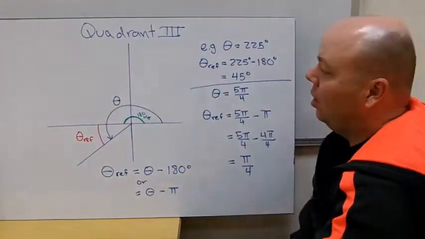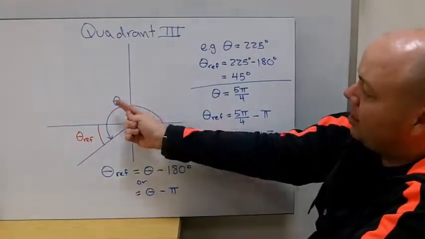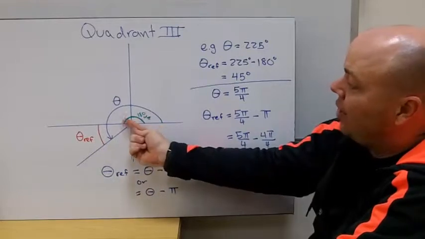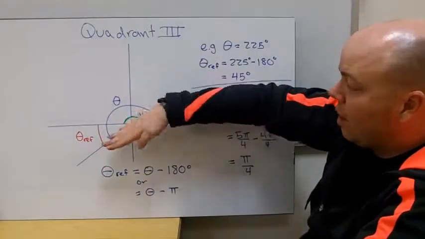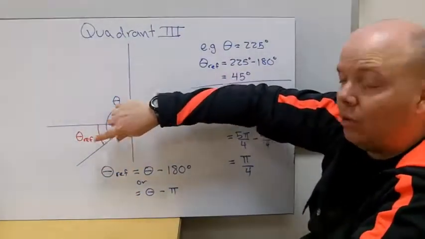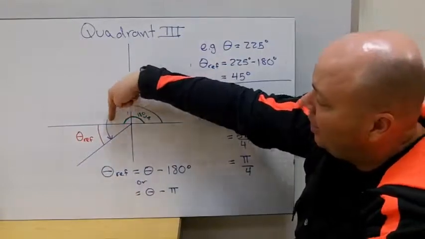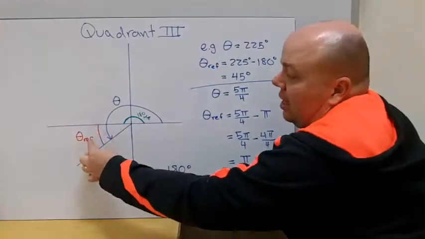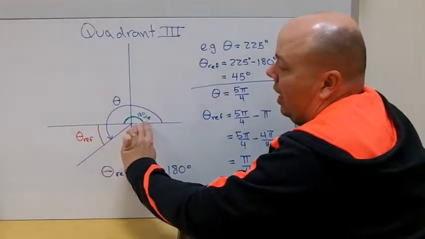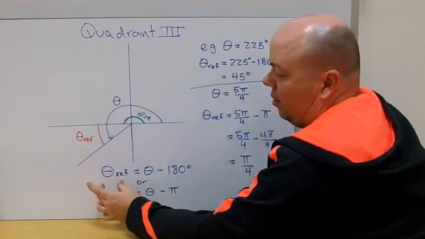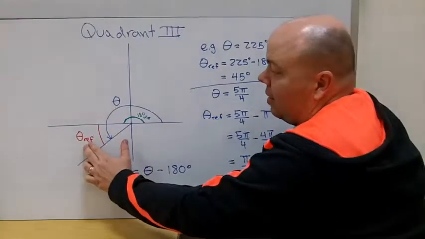Quadrant 3. Quadrant 3 is down here: 1, 2, 3. So my theta is this big blue angle. I know this 180 degree angle is the horizontal line. Again, the reference angle is the positive acute angle between the terminal side and the horizontal axis. So it's this angle. This is my reference angle. To find this, if I know this whole angle, and I know this is 180 degrees, then this angle is equal to my whole angle minus 180 degrees. So that's my theta reference.